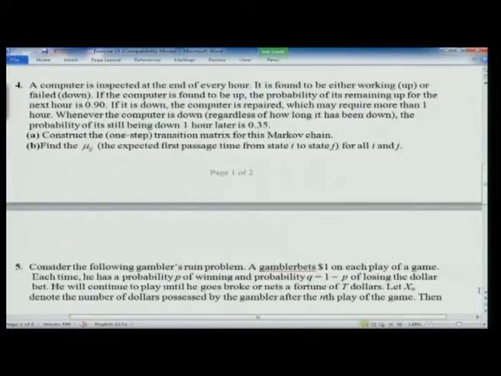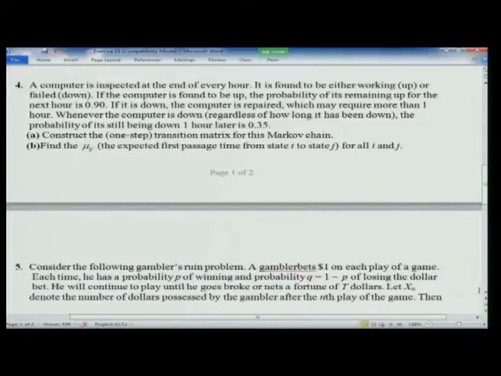Now, question 4. A computer is inspected at the end of every hour. It is found to be either working, which means up, or failed, down. If the computer is found to be up, the probability of its remaining up for the next hour is 0.9. If it is down, the computer is repaired, which may require more than 1 hour. Whenever the computer is down, regardless of how long it has been down, the probability of it still being down 1 hour later is 0.35. So, your unit of time is 1 hour, and then you have to write down your transition matrix.